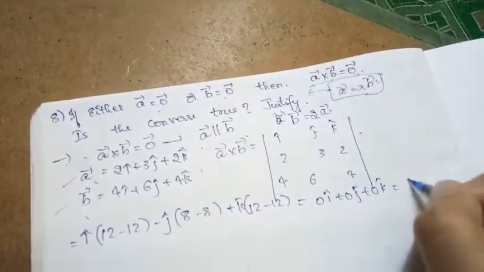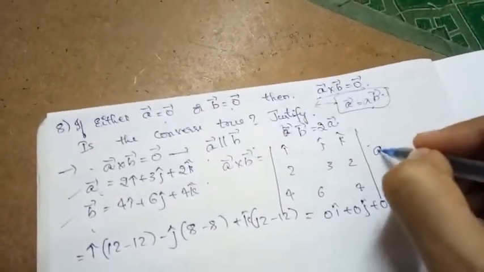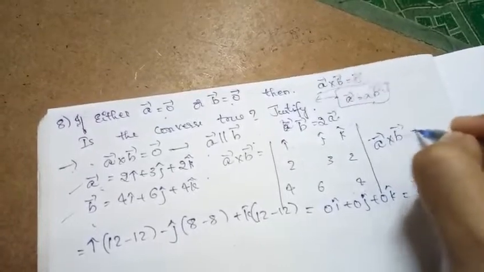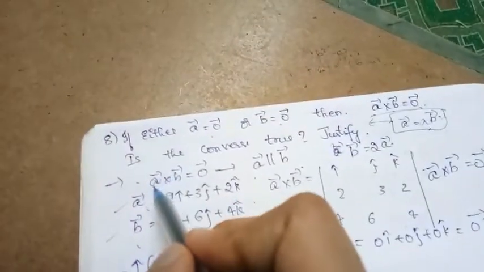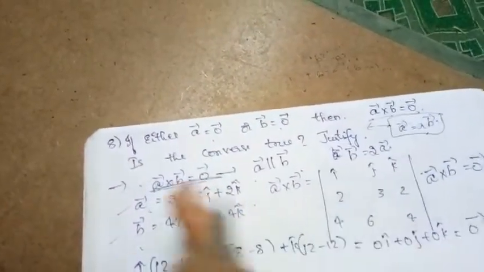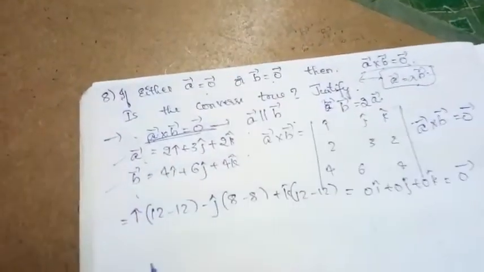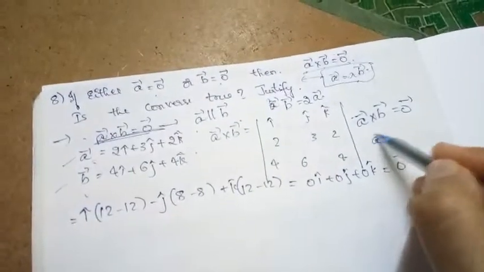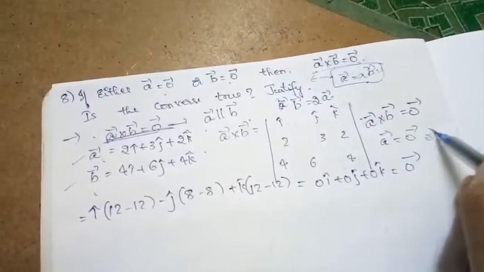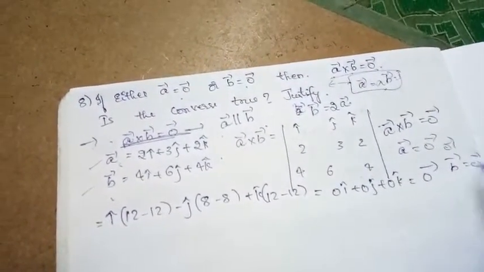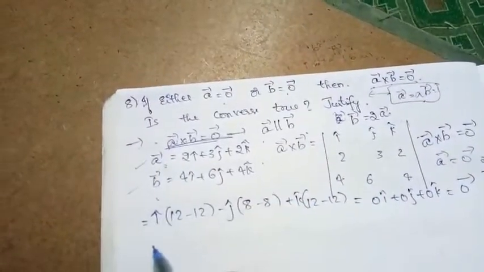So which is nothing but 0 vector. So clearly vector A cross vector B is equal to 0 vector. So I have considered beginning itself. Suppose vector A cross vector B is equal to 0. So I need to check whether vector A is equal to 0 vector or vector B is equal to 0 vector. So I have considered vector A.